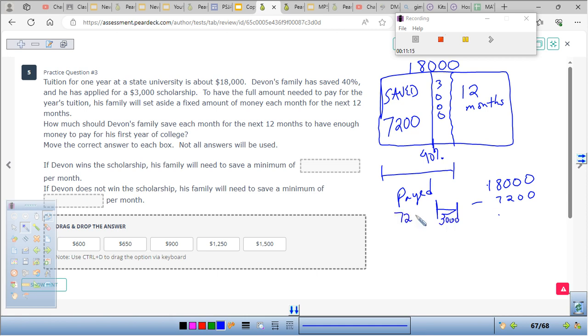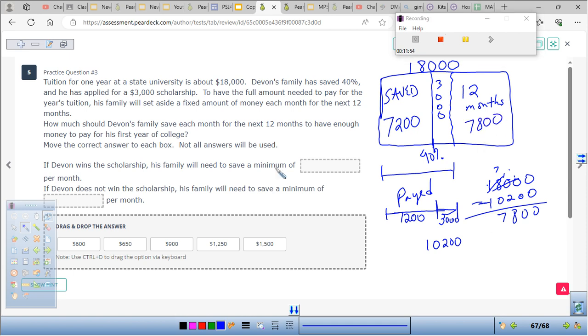So 7,200 from here to here. Plus that is already 10,200. So we're going to take away 10,200. And that's going to be going down to a 7... what is that? Oh, no, not even close. 7,800. So the stuff they have left over here, this area here, is 7,800.